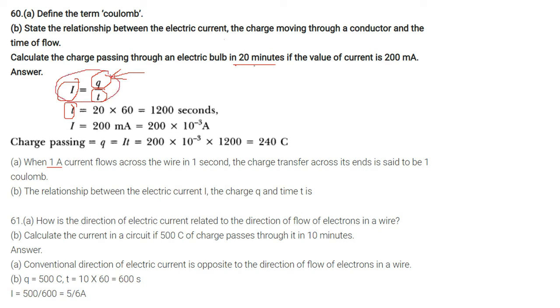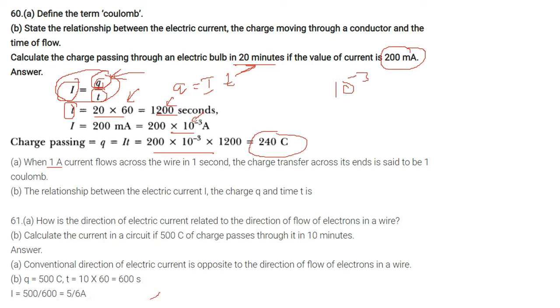Now we have 20 minutes, so 20 into 60, since 1 minute has 60 seconds, it gives 1200 seconds. The current I is given as 200 milliampere, milli is 10 to the power minus 3, so 200 into 10 to the power minus 3 ampere. From this expression, Q will be equal to I into T. Multiplying, you get 240 coulomb.